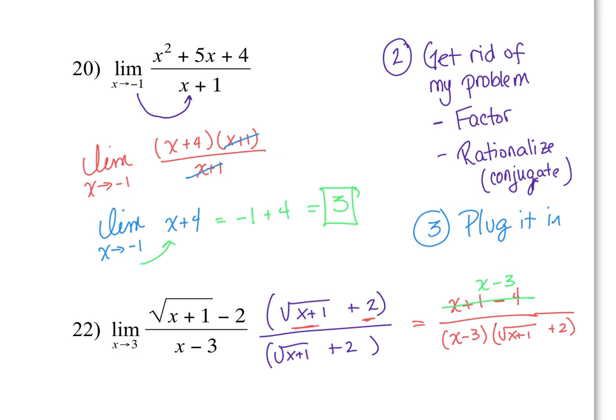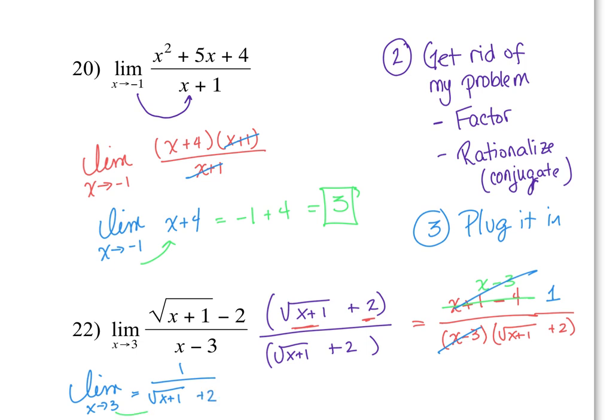Which means I can get rid of my problem. X minus 3 and x minus 3 cancel. Remember, if I cancel everything in the numerator, I need to leave that 1. So now I can do the limit as x approaches 3 of 1 over the square root of x plus 1 plus 2. Now I can plug it in.